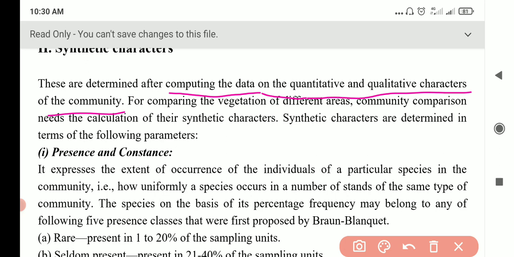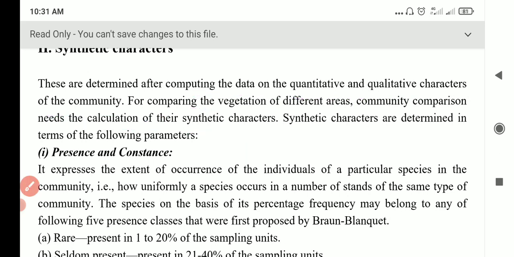Okay, so for comparing the vegetation of different areas, community comparison needs the calculation of their synthetic characters. So if you want to figure out the vegetation of different places like desert ecosystem, forests or ocean, etc., we have to compare the community, and then we have to compare these different characters, whether qualitative or quantitative, by using calculations. Okay, different formulas will be used. So let's look at some of the different types of synthetic calculating methods.